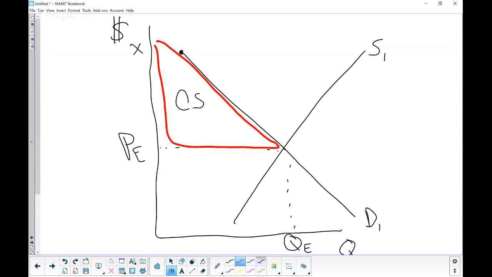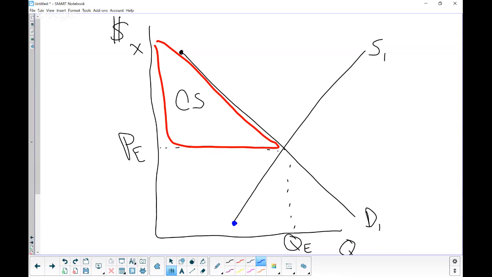And then if we look at this area here, this producer specifically was willing to sell it at this lower price, but people actually paid this price. So they have a producer surplus. This producer was willing to sell it there, but they sold it here. This person was willing to sell it here. They sold it there. Willing to sell, did sell.